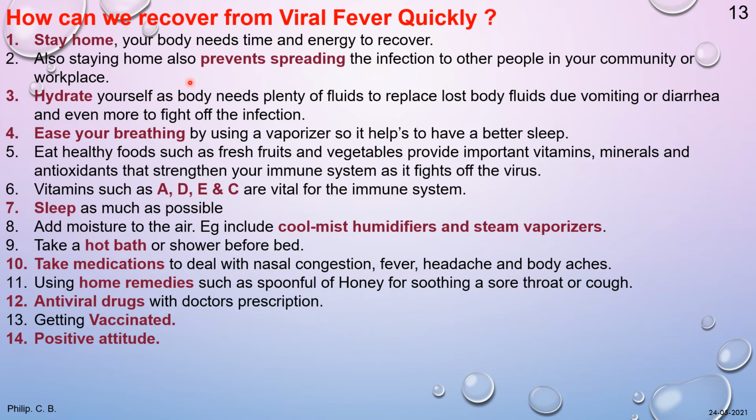The entire family, etc. Then third, hydrate yourself, as the body needs plenty of fluids to replace lost body fluids due to vomiting or diarrhea, or even more to fight off the infection. Ease your breathing by using a vaporizer, so it helps to have a better sleep. Eat healthy foods such as fresh fruits and vegetables, which provide important vitamins, minerals and antioxidants that strengthen your immune system as it fights off the virus. Vitamins such as A, D, E and C are vital for the immune system.